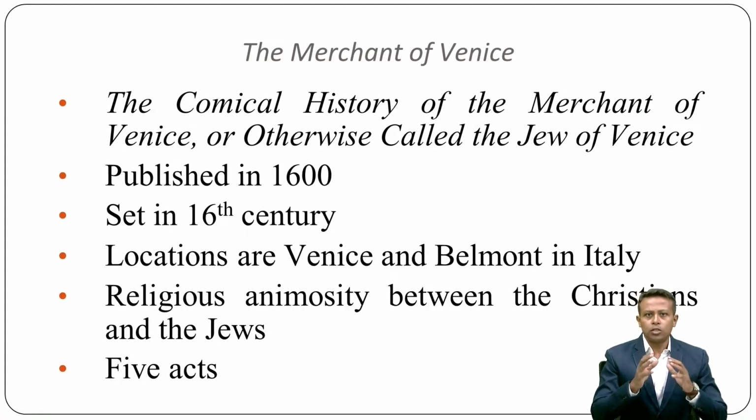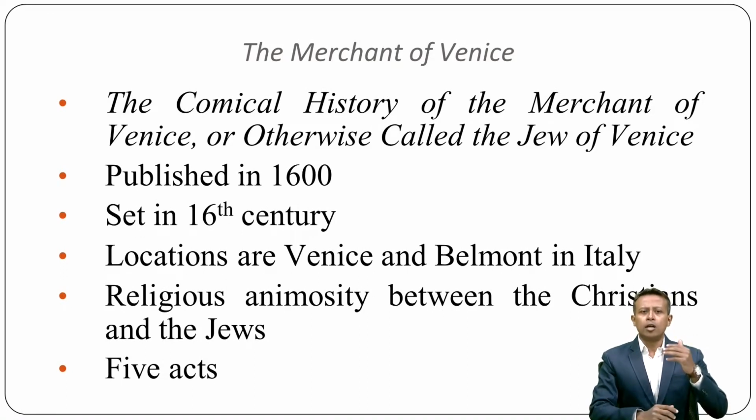Now let's move on to some of the publication information related to this play. The full title of this play is The Comical History of the Merchant of Venice, or otherwise called The Jew of Venice. This play was performed and also published in 1600. It is set in the 16th century.